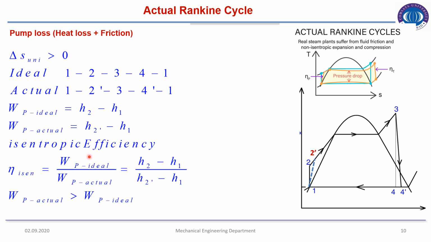So when we calculate the isentropic efficiency for the pump, we put the ideal pump work in the numerator and actual pump work in the denominator. So in terms of enthalpy, that is H2 minus H1 divided by H2 dash minus H1. And we know that the work done on the pump in the actual Rankine process is greater than the work done on the pump in the ideal case.